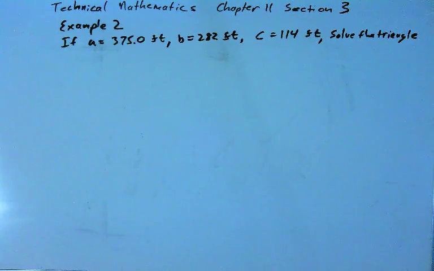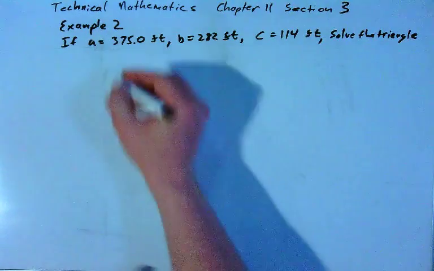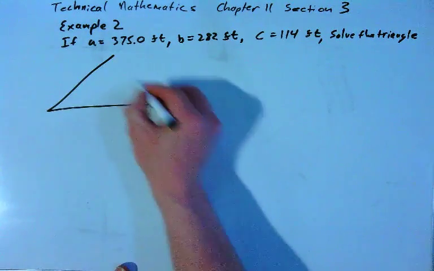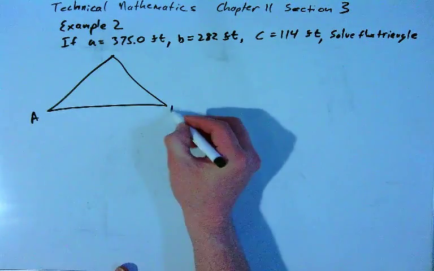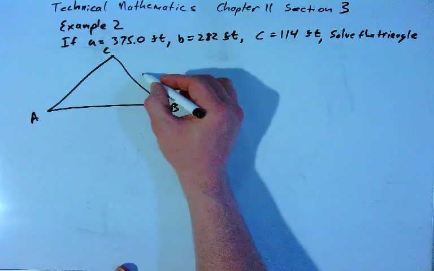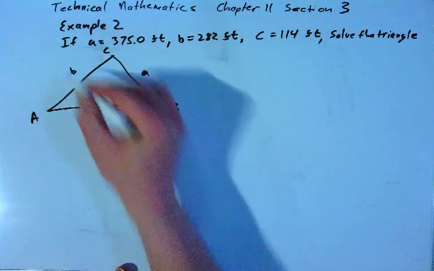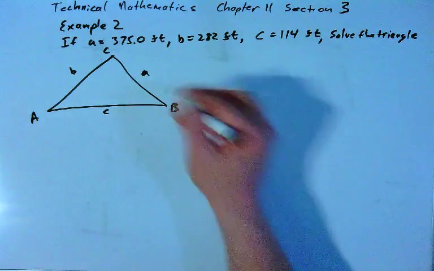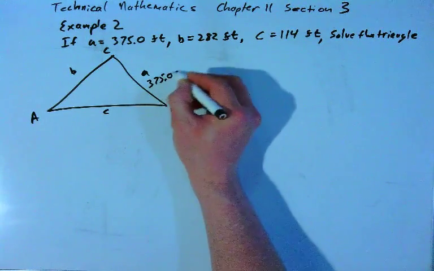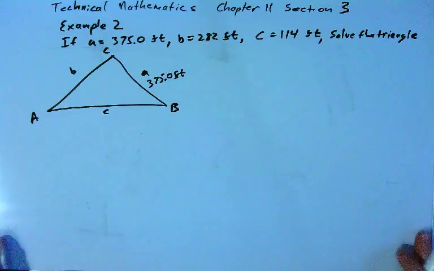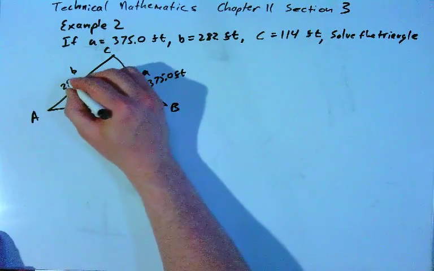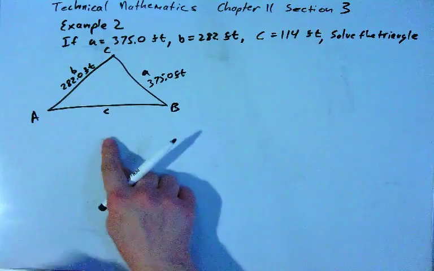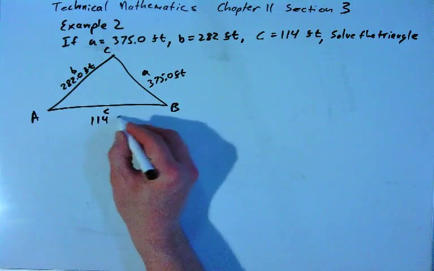This is example 2. It says if A is 375 feet, B is 282 feet, and C is 114 feet, solve the triangle. And so again, sketching out the triangle will help us visualize the problem. We have angles A, B, and C, and sides A, B, and C. And we know the length of all three sides. A is 375.0 feet. B is 282.0 feet. And C is 114.